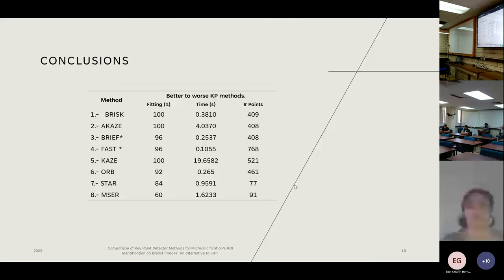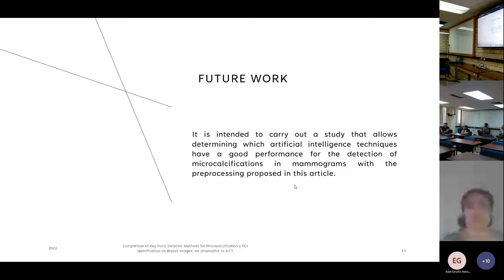So for our future work, the automatic detection and classification of microcalcifications presents a great challenge today. Although there are currently various combinations of artificial intelligence methods for this task, the selection of regions of interest will allow images to be cropped before the implementation of an intelligent model, eliminating regions that could generate false positives, and reducing execution time and training.